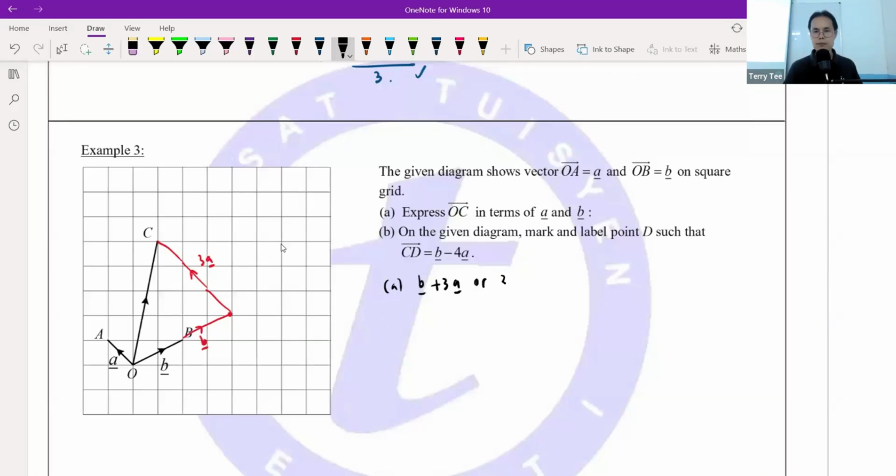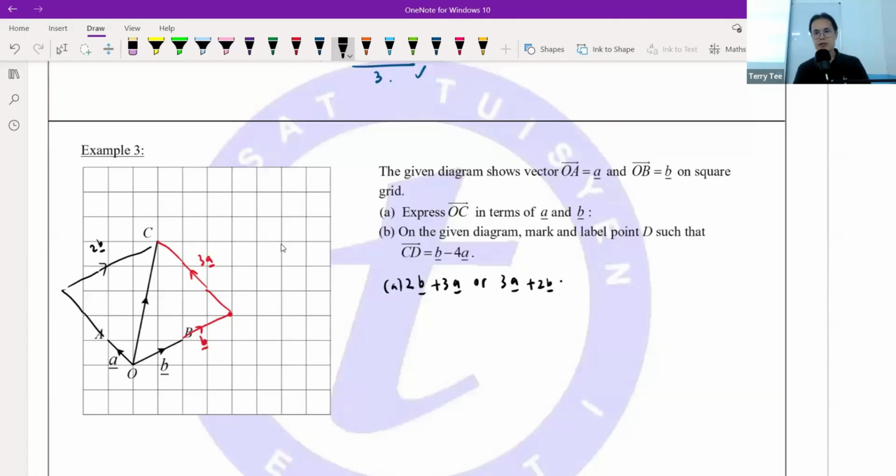Now you can switch the position and say, can I do 3A plus B? Can. Yeah, 3A means I go 1 here, 2 here, 3 here. Sorry, I made a mistake. This is not 1B, this is 2B. 3A plus 2B. Yeah, this is 1B, 2B. So we can do it this way.